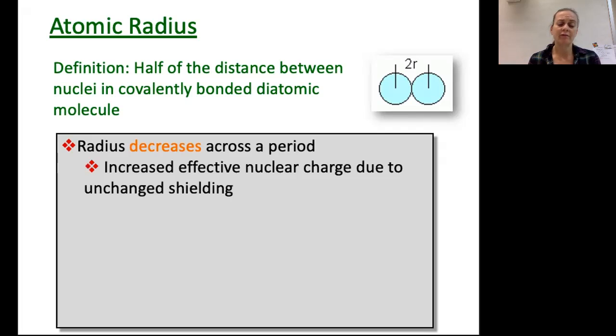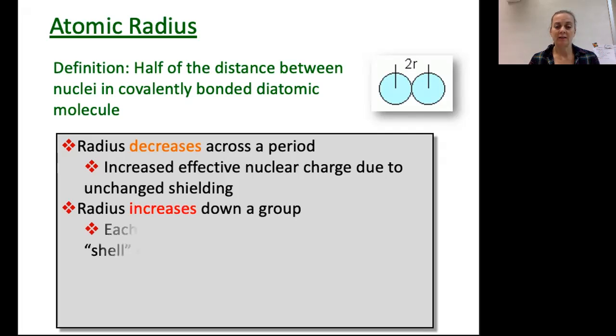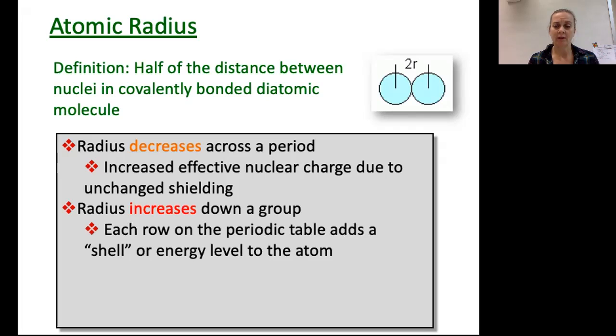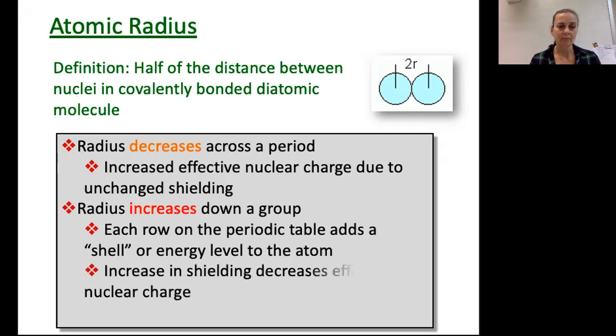We have increased what we call effective nuclear charge. That has to do with the number of protons, and no more shielding. As we go down the periodic table, though, our radius is going to increase, because as we go down, each row on the periodic table adds an energy level or a shell. So we can think of this kind of like the layers of an onion, that as we go down the group, we're adding more and more layers. And so our elements are getting larger and larger. Because we're adding more layers, we're decreasing the number of protons that those outer electrons can see.